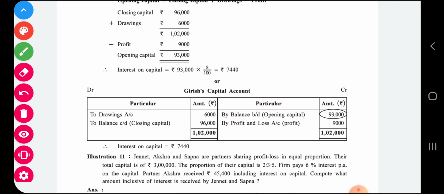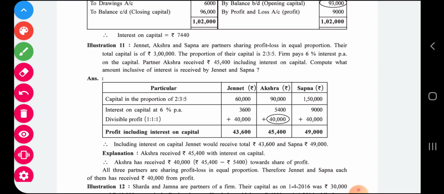Okay. Now moving ahead, the last example, example number 11. Jeenat, Akshara and Sapna are partners sharing profit and loss in equal proportion, that is 1:1:1. Their total capital is 3 lakh. The proportion of their capital is 2:3:5. The firm pays 6% interest per annum on capital. Partner Akshara received 45,400 including interest on capital. Compute what amount inclusive of interest is received by Jeenat and Sapna. So here a basic hint is given. One partner received 45,400.